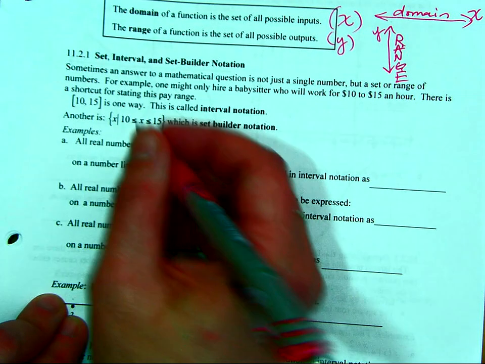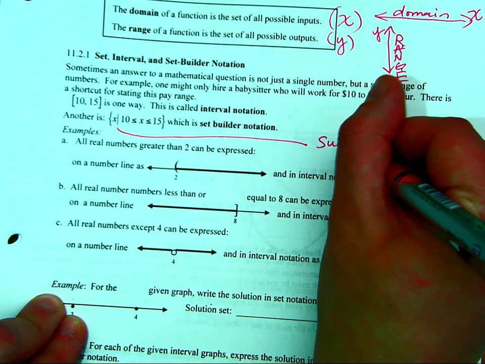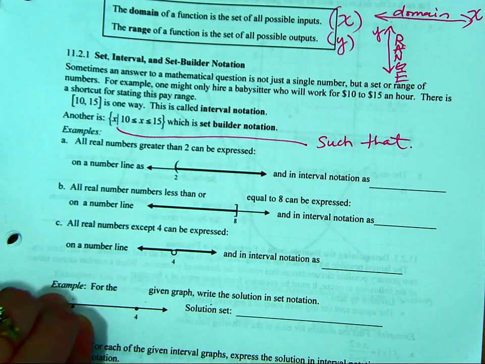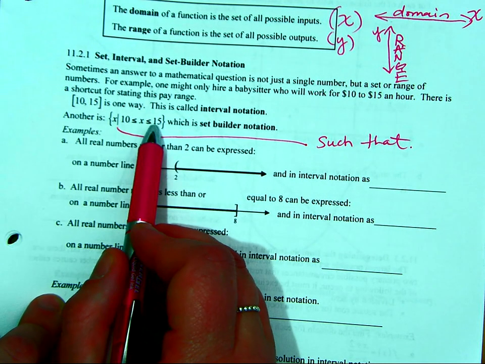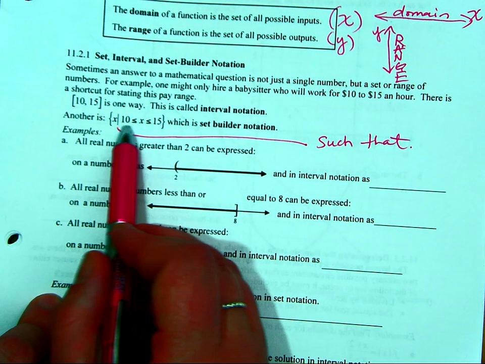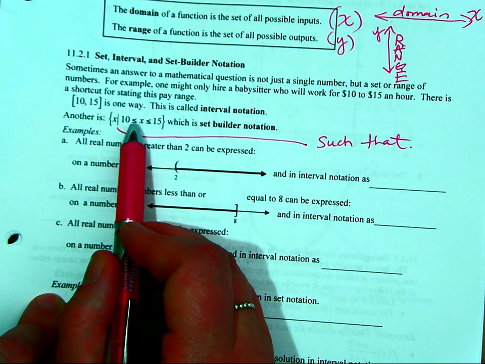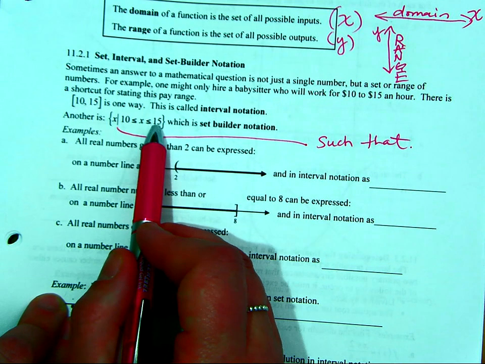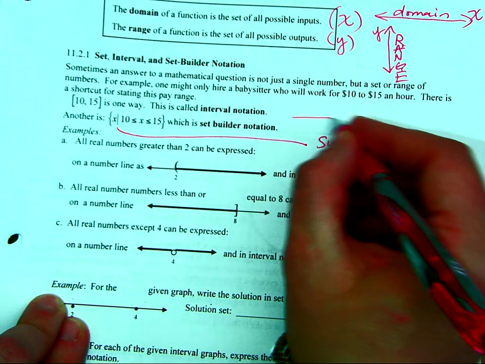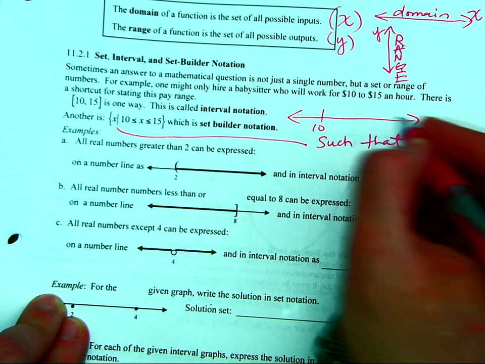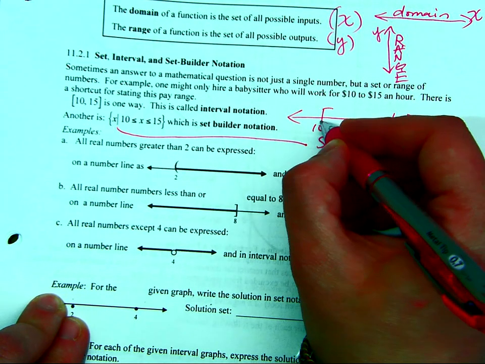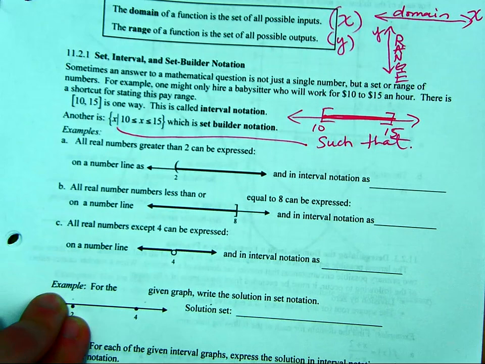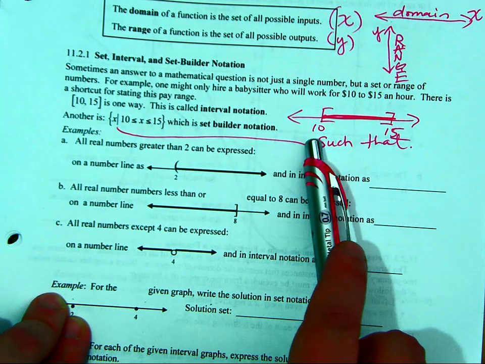This line right here reads as "such that." So you're saying X could be a number in between 10 and 15. You see how X is in between 10 and 15? This says 10 is less than or equal to X, and X is less than or equal to 15. On a number line, it would look like this. Here's 10, here's 15. There's actually an infinite number of numbers in between those two numbers, including 10 and 15.